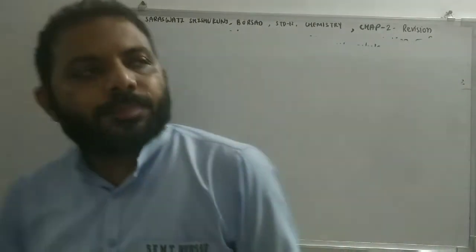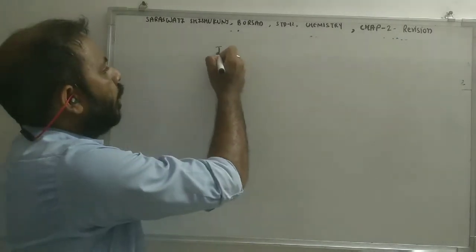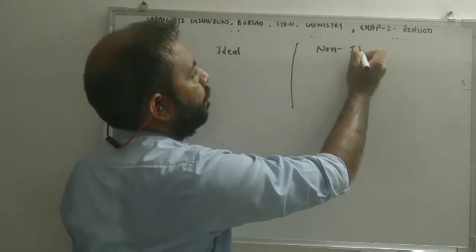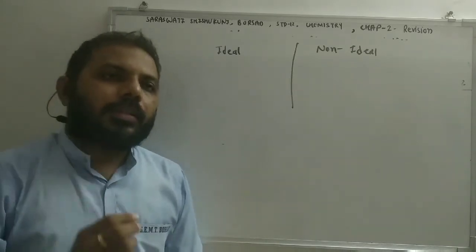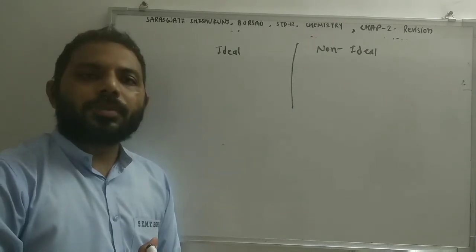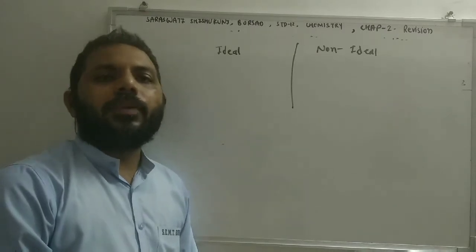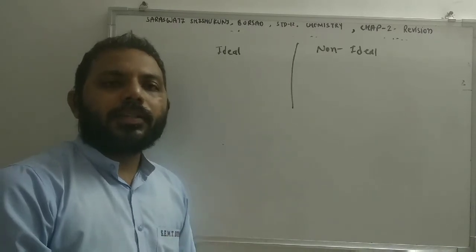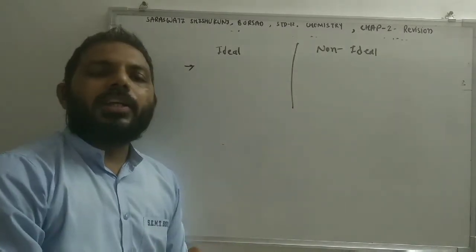So after Raoult's law, the topic is ideal solution and non-ideal solution. Mostly the question can be asked like this: differentiate between ideal and non-ideal solution. Or the question can be like this: write the difference between ideal and non-ideal solution. So normally this question can be asked for 2 marks or 3 marks. So first of all, you need to discuss what is ideal and what is non-ideal solution.